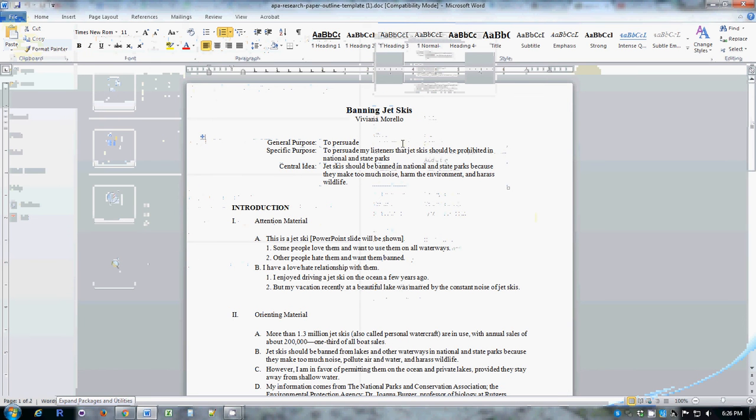I thought this was an especially nice outline because it also has a place here for general purpose and specific purpose. You may even consider adding a description of your audience as another box in this template, and the theme or central idea, which you've already developed, helps you to get the whole paper together, the whole structure of it together, ready before you begin to write it.